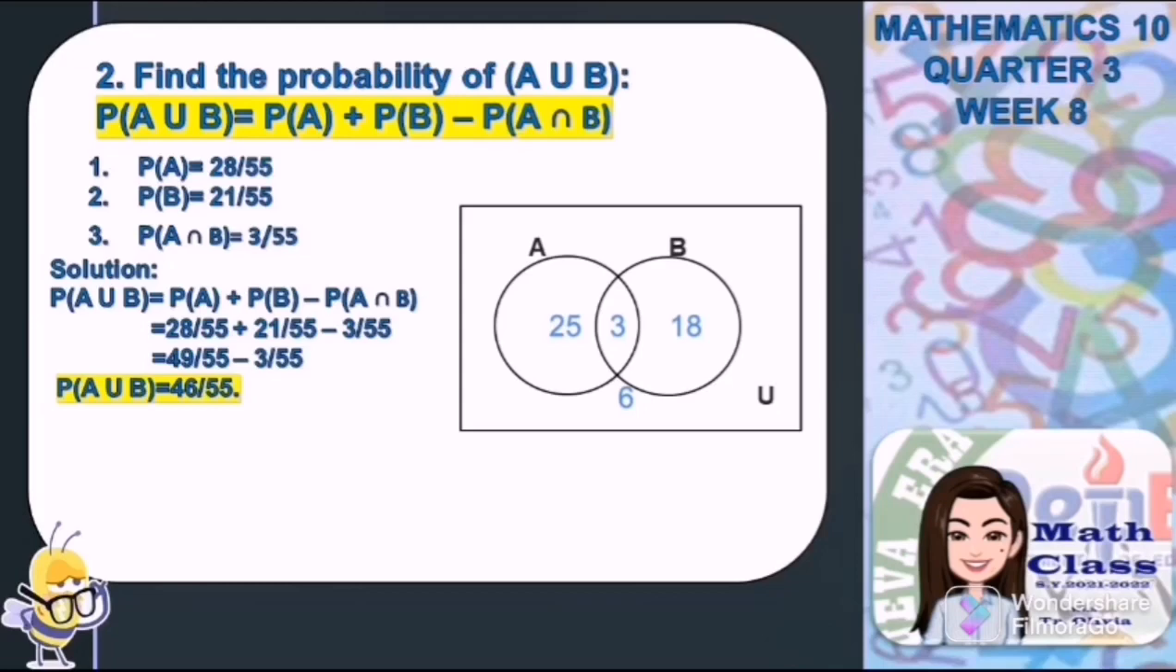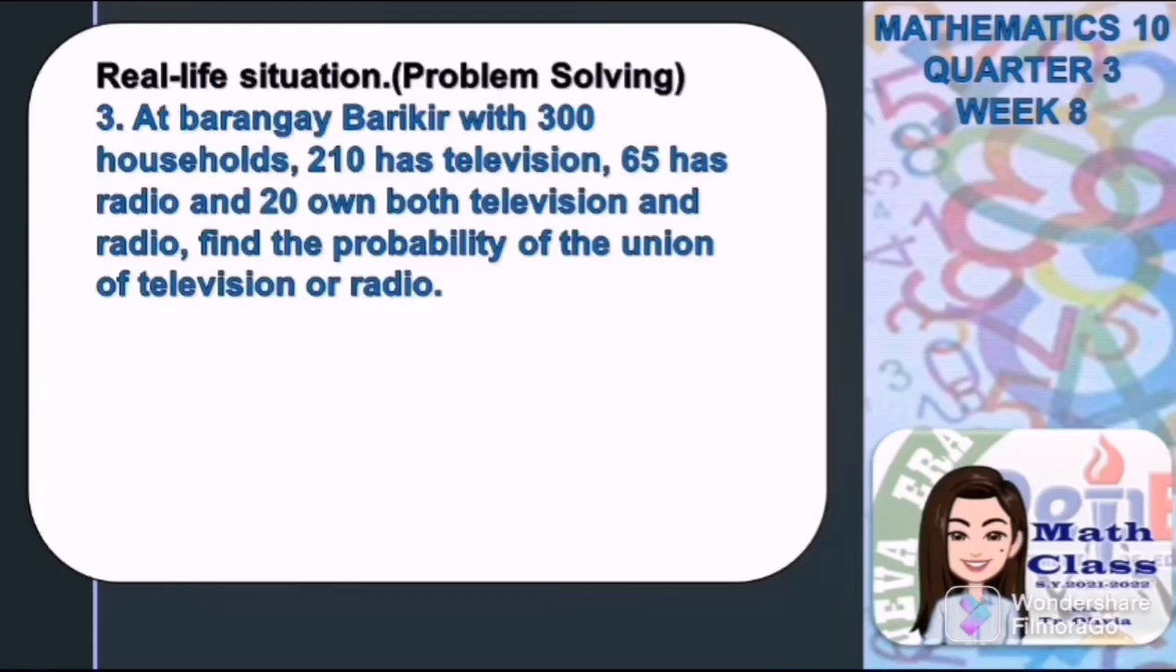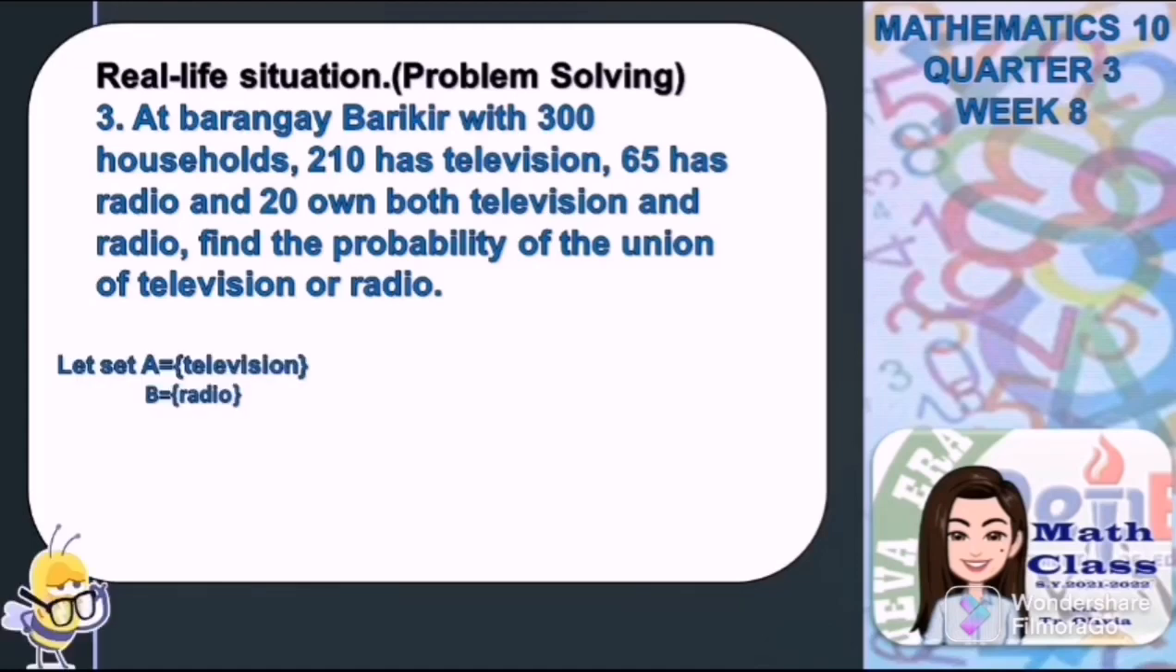Now, let's consider a real-life situation. For number 3, this is the problem. At Barangay Barikir with 300 households, 210 have television, 65 have radio, and 20 own both television and radio. Find the probability of the union of television or radio. So let A be the television and let B be the radio.